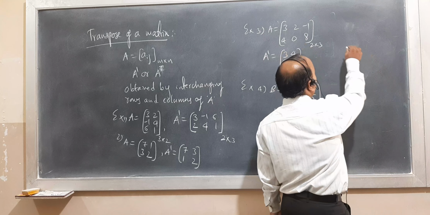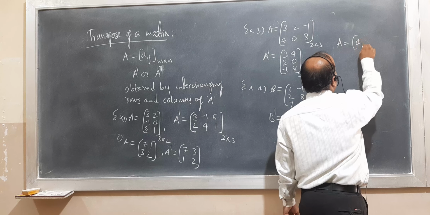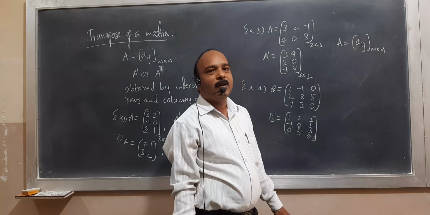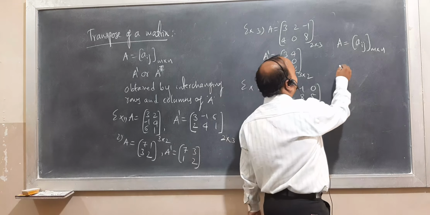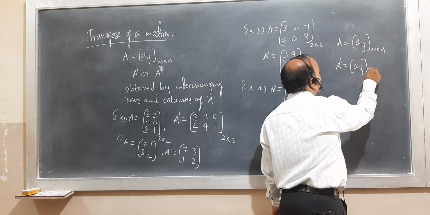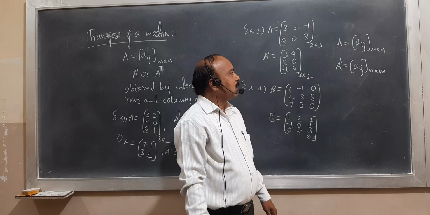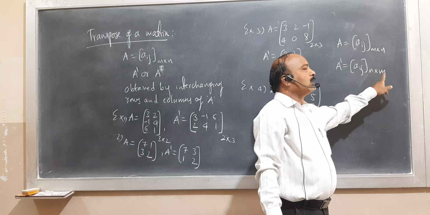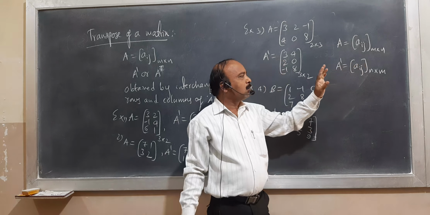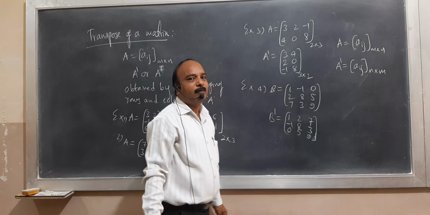In general, if A is a matrix of order m by n, then its transpose A dash is a matrix of order n by m at that time. That means here m and n are interchanged. Row changes to column and column changes to row. So it is the trick for writing the transpose of any given matrix.